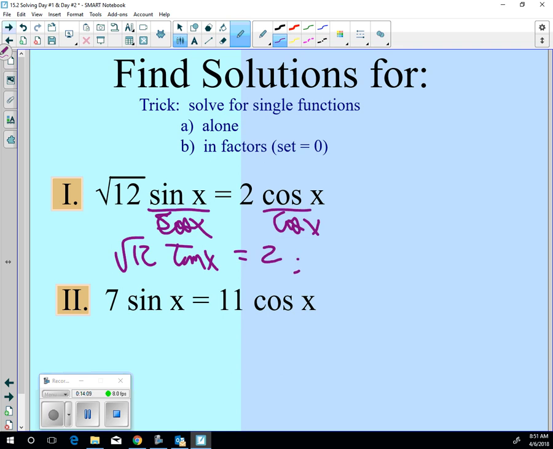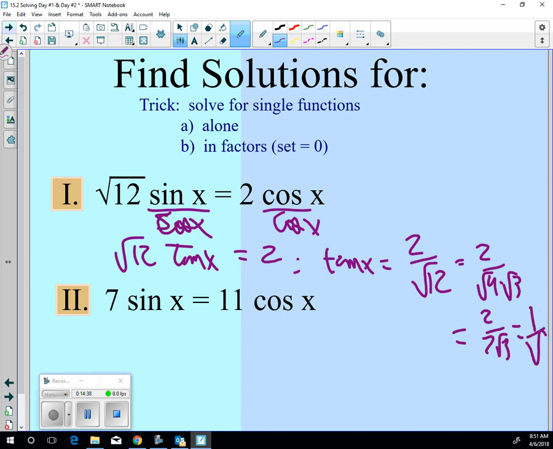So you're going to have tangent x equal 2 over the square root of 12. And that one might be a little hard to know. You might want to use your calculator for that. But remember, square root of 12 is the square root of 4 times square root of 3. What's the square root of 4? 2. So 2 over 2 square root of 3 is 1 over the square root of 3, a little rational values. And then I'm just going to tell you real quick, the arc or inverse tangent of 1 over the square root of 3 is pi over 6.